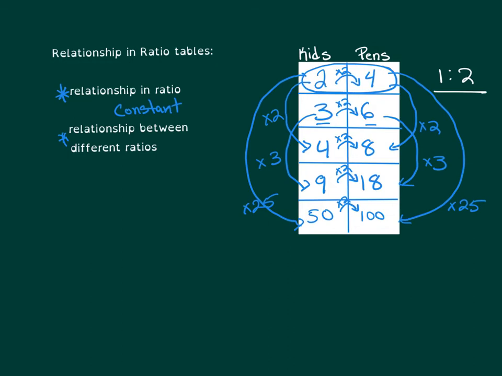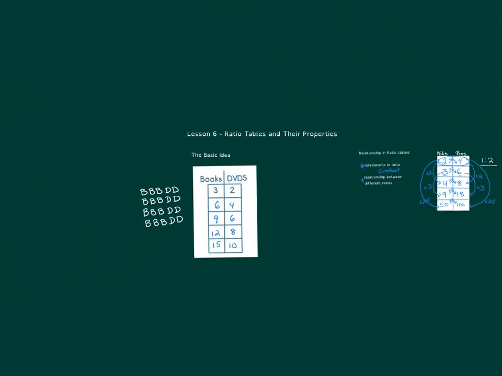So those are the two different relationships that you can see. There's the inner ratio relationship, and then there is the relationship between different ratios. And these will always be present as long as you're looking at equivalent ratios within a table. Okay, so let's go to a quick example, and then we'll be done with this video.